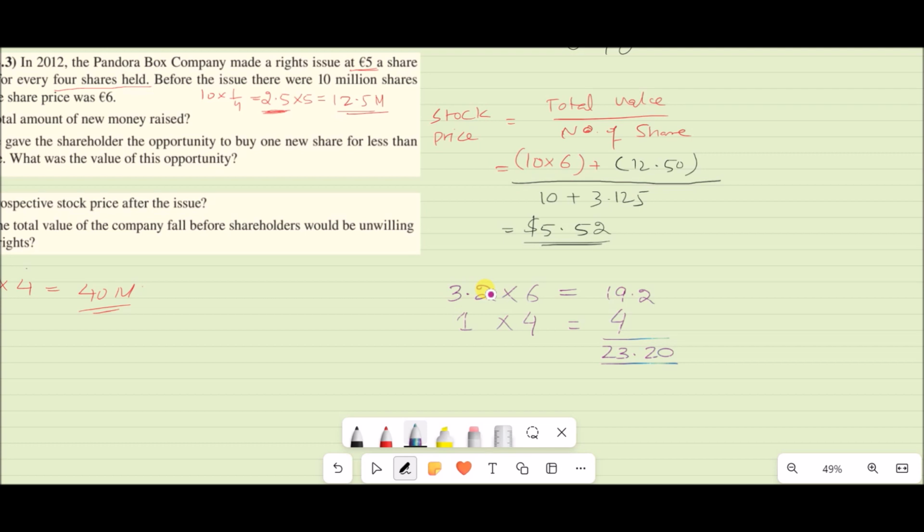In the new situation, now you have 4.2 shares, so 3.2 old plus 1, and the share price is now 5.52. By multiplying it, you will get the same number, right? So there is no change in your wealth, even if the company issues a share at 4 or 5 or whatever, your wealth remains the same until you participate in the rights issue.